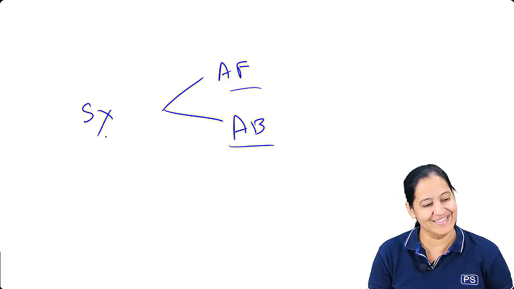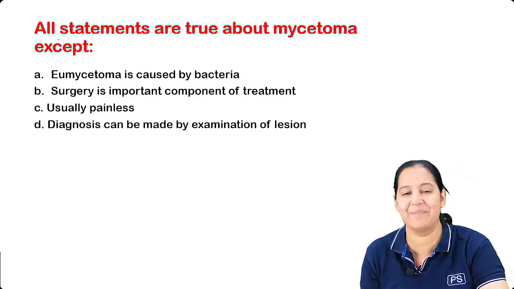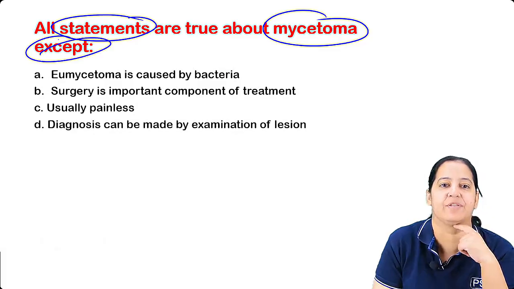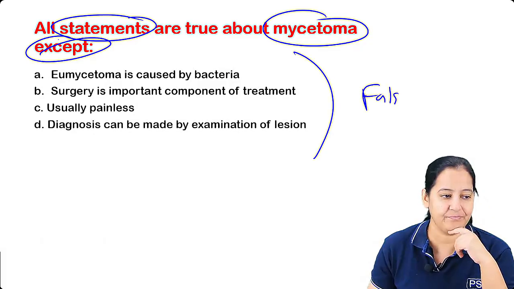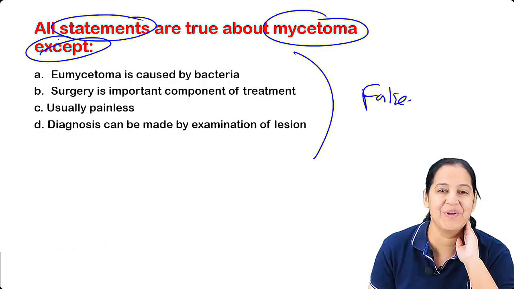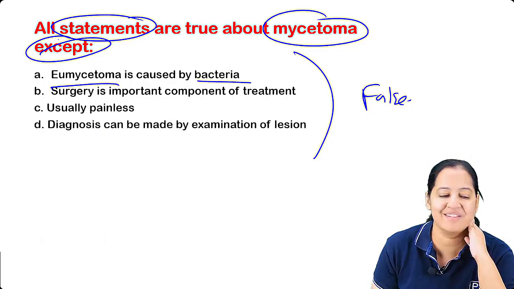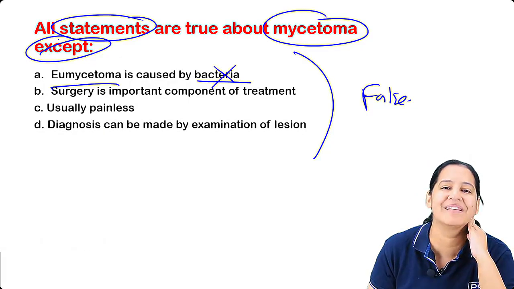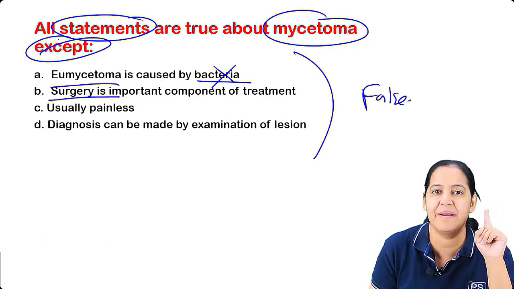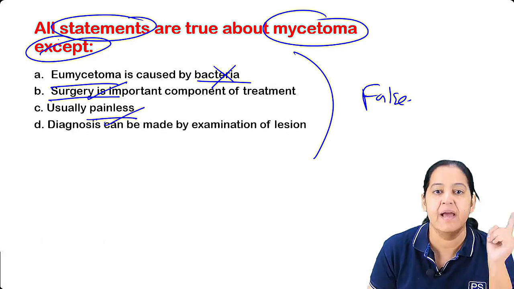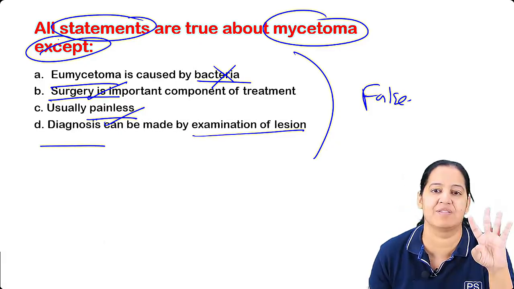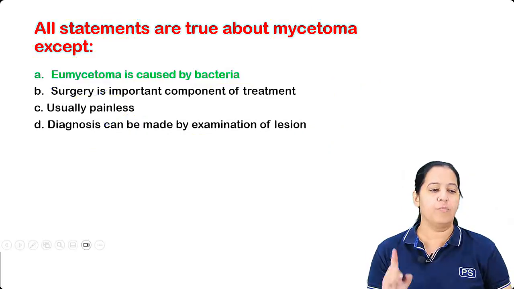Okay, can we go? Chalo, read the question, tell me the answer. All the statements are true about mycetoma except, tell me what is false. People, fast. Chalo. Eumycetoma is caused by bacteria. Is it true or false? No, it's false. It is caused by a fungus. Surgery is an important treatment. Yes. It's painless. Yes. Diagnosis can be made just by examining the lesion. है ना? Lesion देखते से समझ में आ जाएगा. Yes. So rest all are true, but A is false.